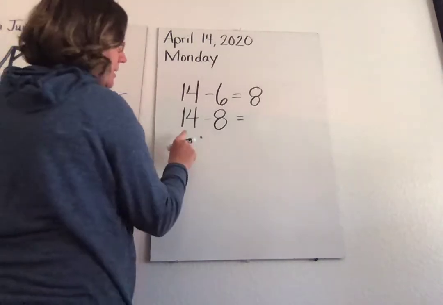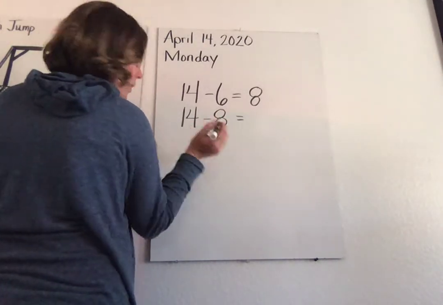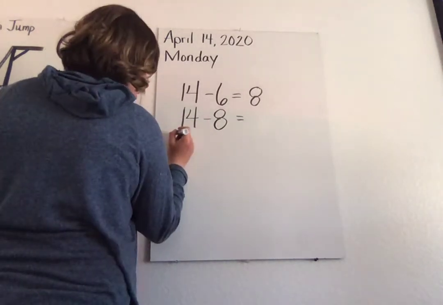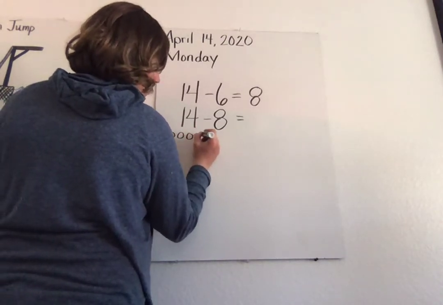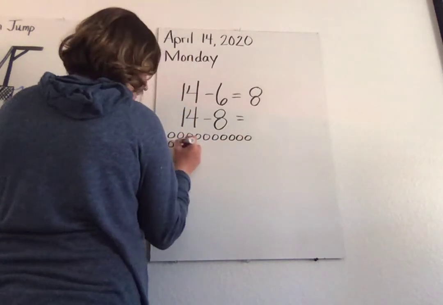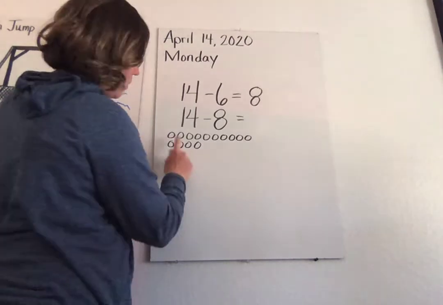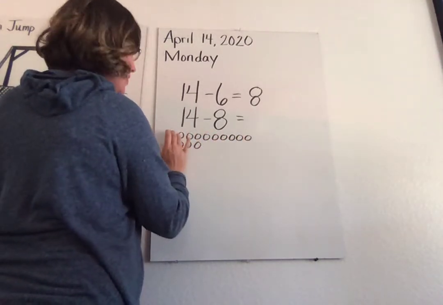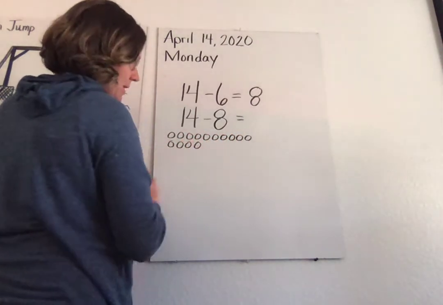14 minus 8. Let's think about this. 14 minus 8. We could do modeling, just in case if you don't catch on really quick. Let's do our circles again. 1, 2, 3, 4, 5, 6, 7, 8, 9, 10, 11, 12, 13, 14. Double check how many you counted. 1, 2, 3, 4, 5, 6, 7, 8, 9, 10, 11, 12, 13, 14.